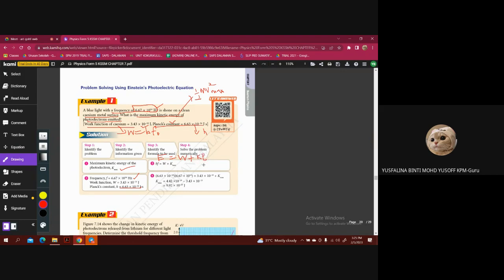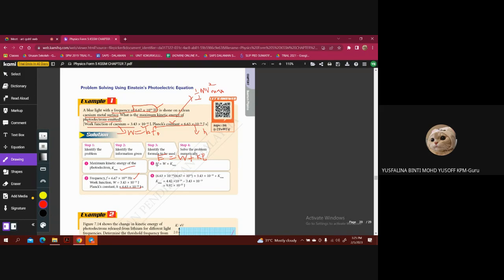But for the kinetic energy, make sure that the photon energy is higher than the work function, because the kinetic energy only applies if the energy is enough for the work function. They need to take out the photoelectron first. Then we think, how to move it? Did we have enough energy? So hf = W + K max.